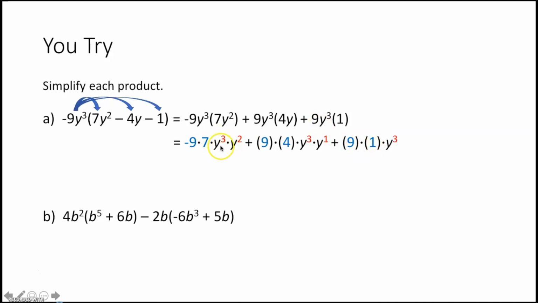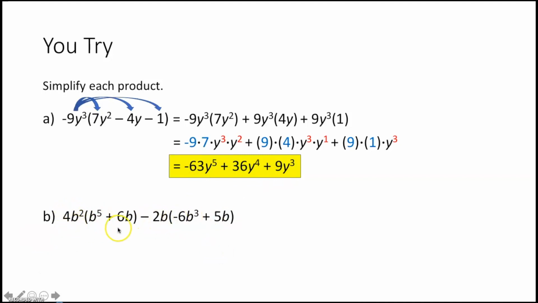Now the y's are next to each other, so when I multiply these two together, I can actually add those exponents. That becomes y to the fifth power. Over here, y to the third times y to the first gives me y to the fourth, and then y cubed is just y cubed. And then you're done. Here, just like last time, we have a monomial times binomial and a monomial times binomial.